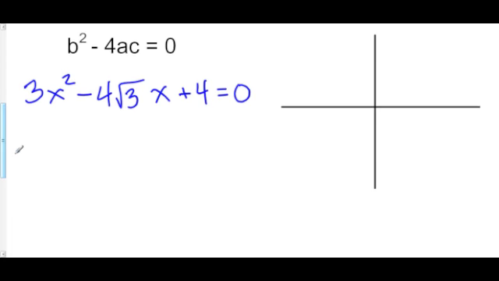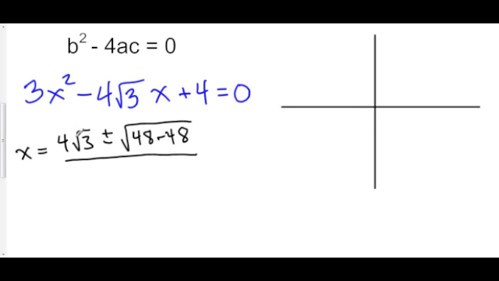Let's take a look at another example. In this example, my discriminant is going to be equal to 0. Well, let's solve the quadratic formula anyway. So x is equal to negative b, that's 4 root 3, plus or minus the square root of b squared. 4 root 3 squared, well, 4 squared is 16, root 3 squared is 3, 16 times 3 is 48, minus 4 times 3 times 4, 4 times 3 is 12, times 4 is 48, all over 2a, 2 times 3 is 6. So x here is equal to, well, 48 minus 48, that cancels out.